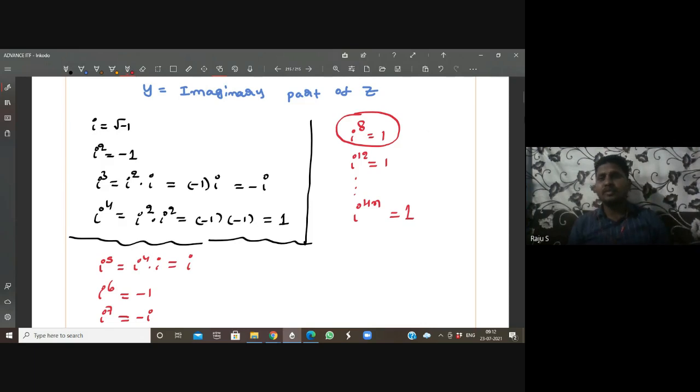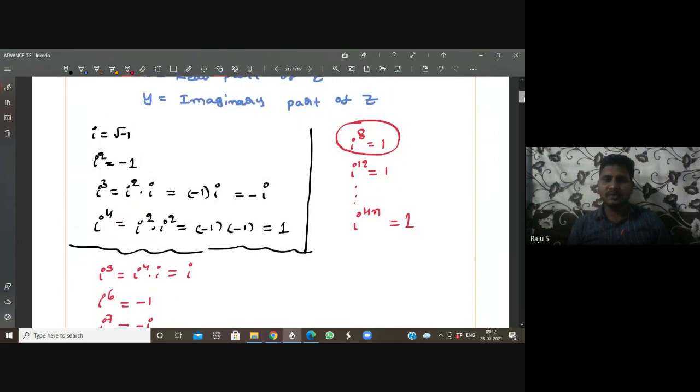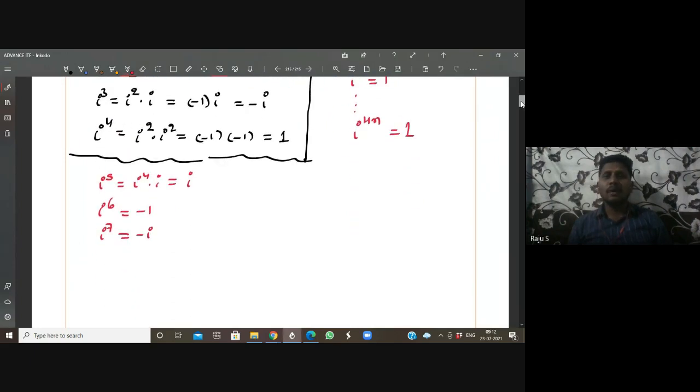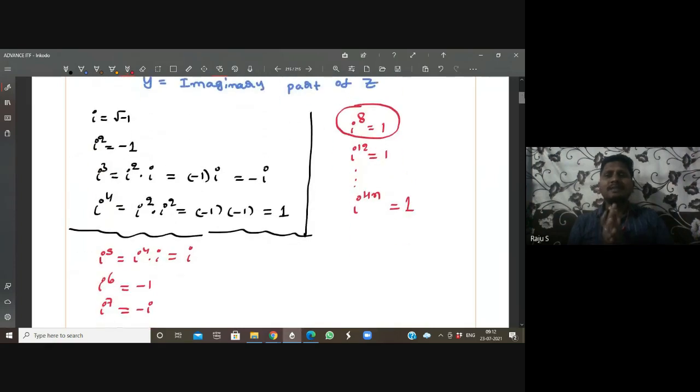Here I am going to ask a few questions related to this. Remember, students, sometimes in the question they ask: what is the least degree of iota which becomes 1? It is 4. You have to remember that.